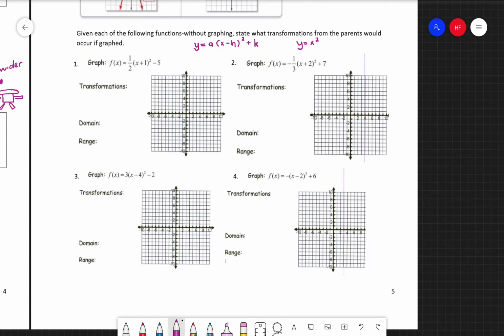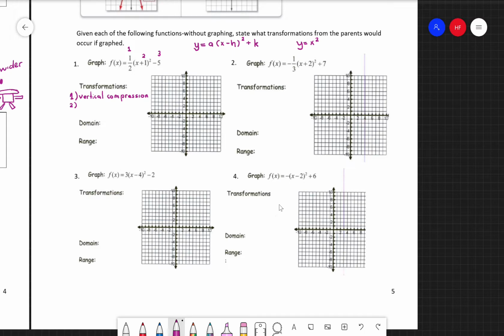On number 1, there is a lot that has changed here. So first, we have a fraction in the front. Let's see, how many changes do we have? We got 1, 2, and 3. So the first change, fraction makes a vertical compression. It's going to make our graph look shorter and wider.